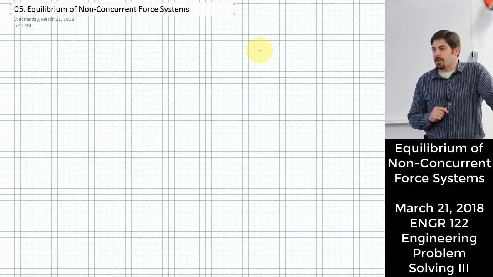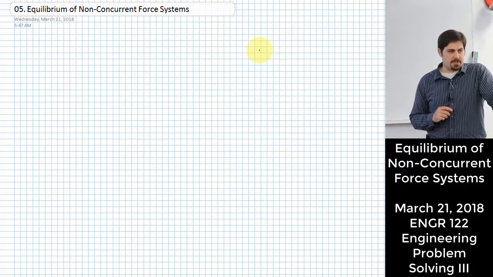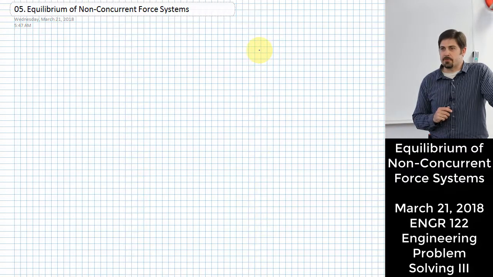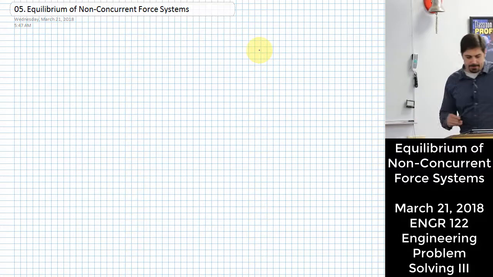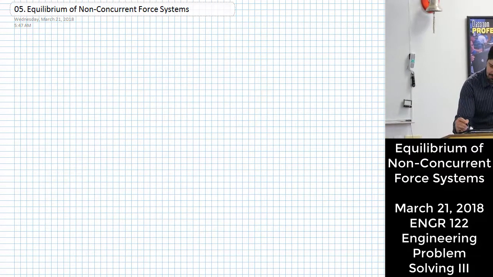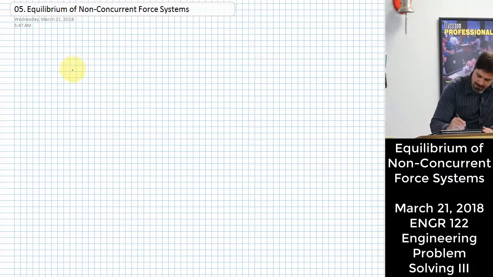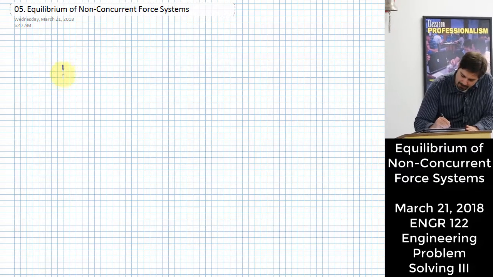Today we're going to start talking about a type of force system that is called a non-concurrent force system. So these are different than the ones that we've covered up till now, and here is how they are different. All the problems that we've covered up till now have been of a particular variety, whether or not we have realized it.